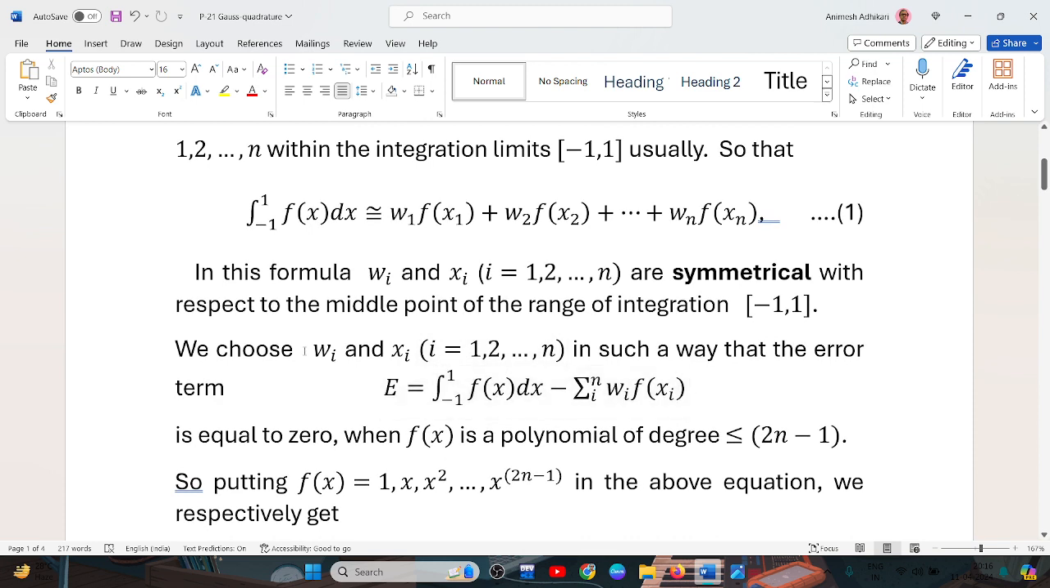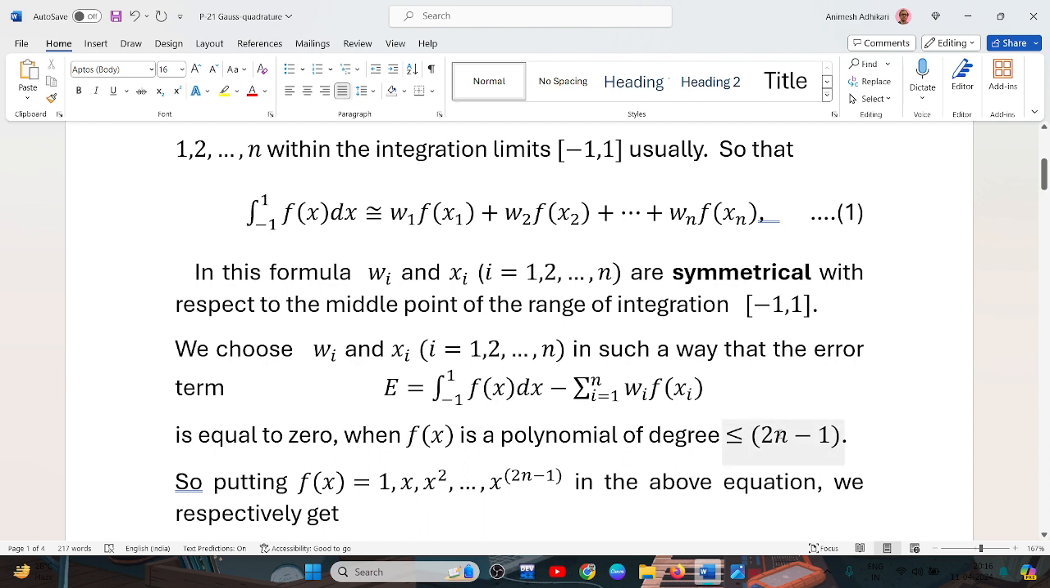If we choose wi and xi, i equal to 1 to n, in such a way that the error term E, which is equal to the exact value of the integration minus the approximate value, the summation i equals 1 to n of wi f(xi), is equal to 0, the error term equals 0 when f(x) is a polynomial of degree less than or equal to 2n minus 1.